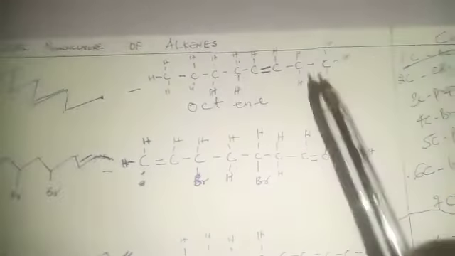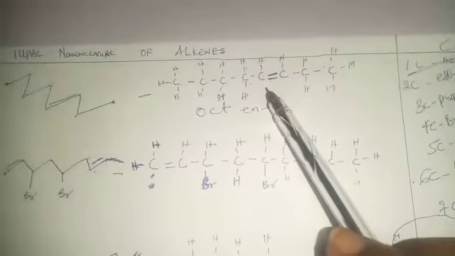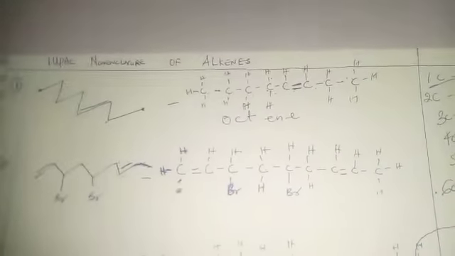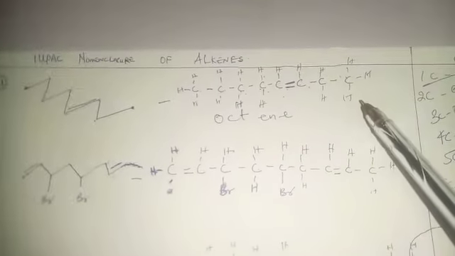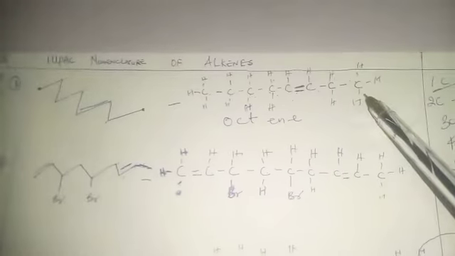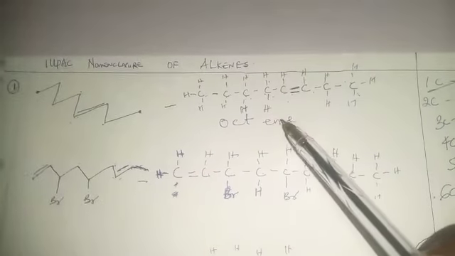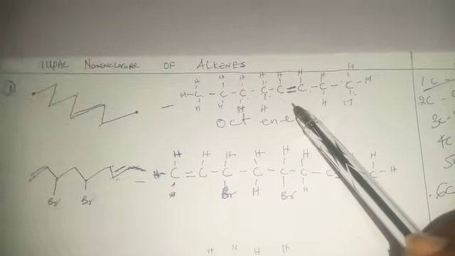Don't go yet, because this is wrong. What we should do is, since we have a double bond, identify the position of the double bond in the chain. The position of the double bond must be put into consideration. So, we're going to count the carbons and label. If it were an alkane, we would have just written octane. But we have an alkene, so the position of the double bond should be identified.